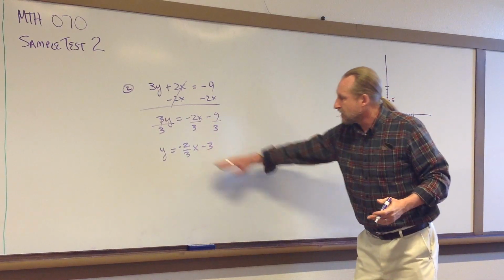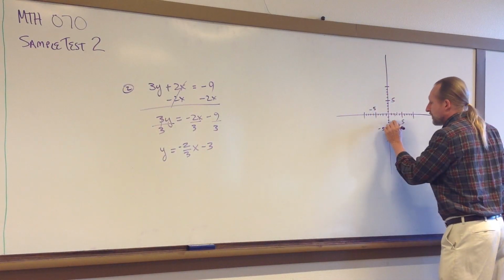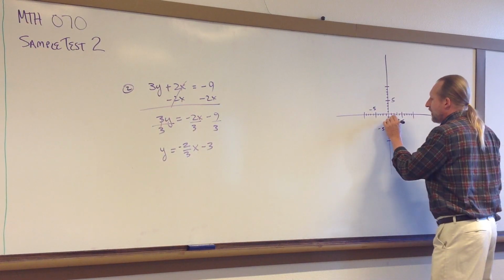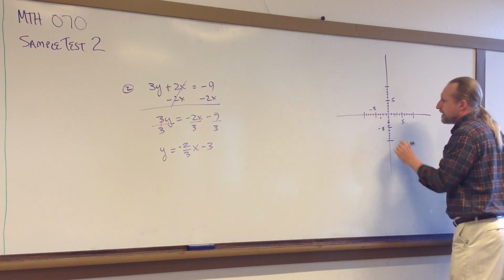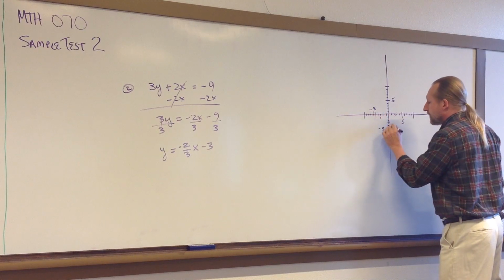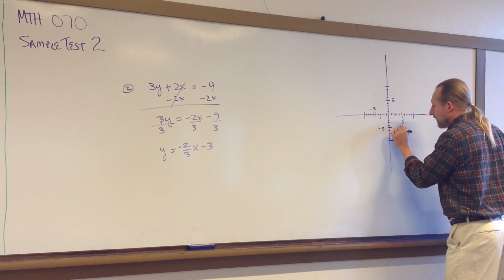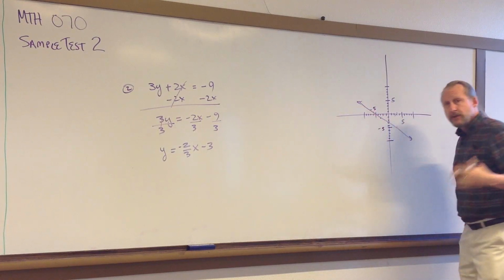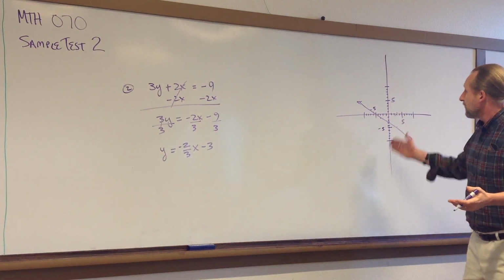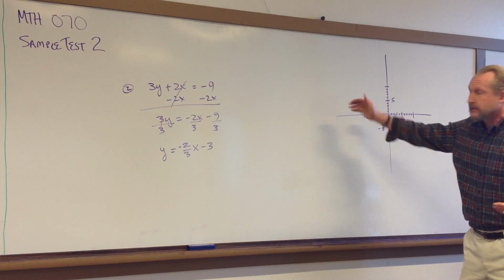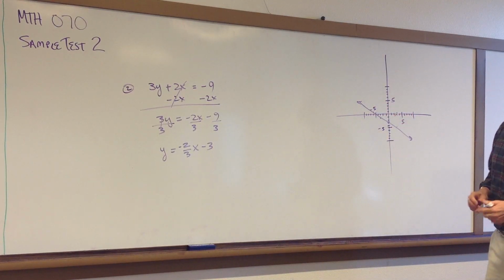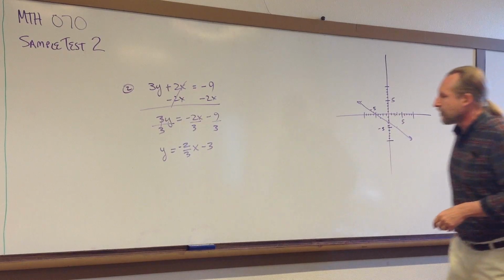So in this problem, the y-intercept is negative 3. And with a negative slope, if I go up 2, I have to go back 3. Up 2 and back 3, or I can go down 2 and over 3 to the right, and that gives me the negative slope. With the negative slope, right, if you go up, you have to go back on the x's, or if you go down on the y's, you can go to the right on the x's. So that's problem 2.